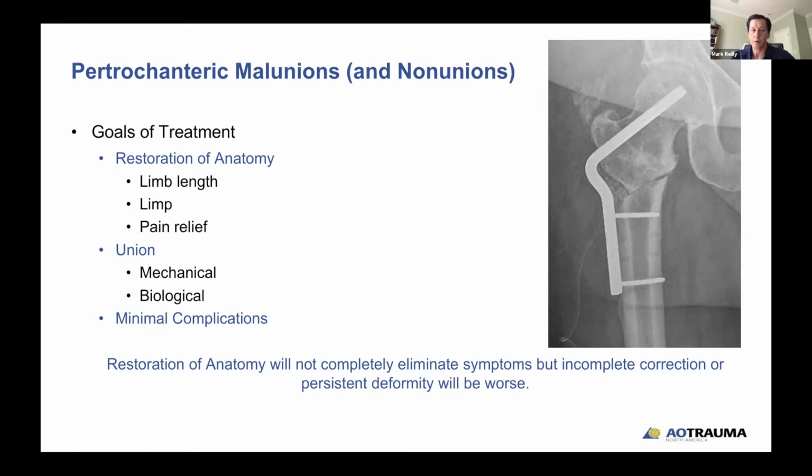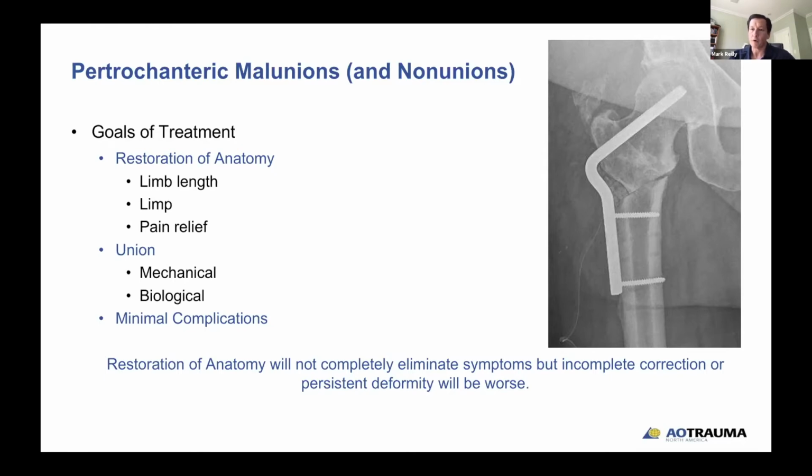Obviously, if there's a non-union, we want that to unite, and we certainly want our osteotomy to unite. And in fact, the osteotomy through the intertrochanteric area can help with union from both a mechanical and a biological sense. From a biological sense, we get fresh cuts that may remove some atrophic or avascular bone. And done well, an osteotomy gives us the opportunity to compress two broad surfaces under strong compression and achieve union, hopefully with minimal complications.